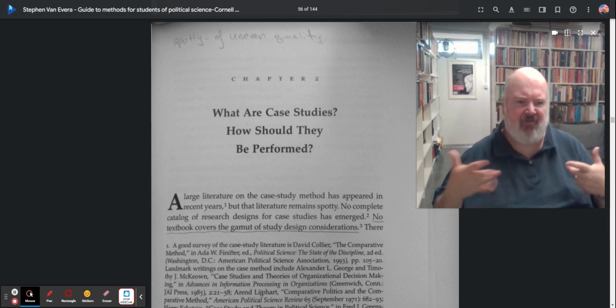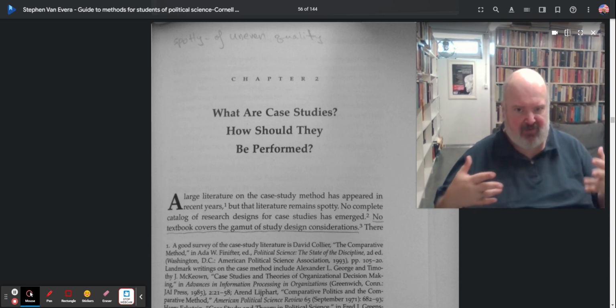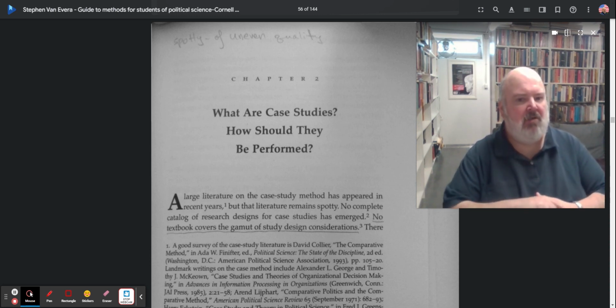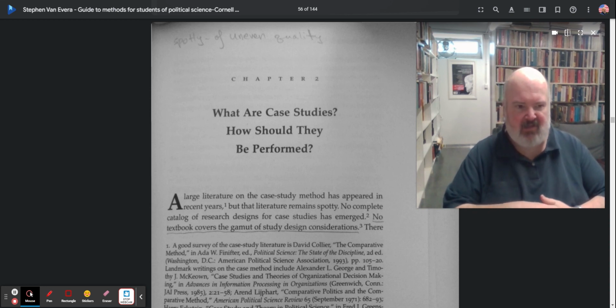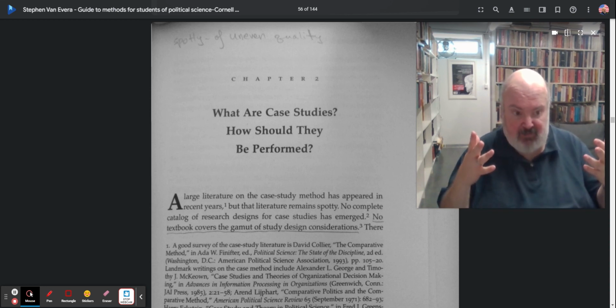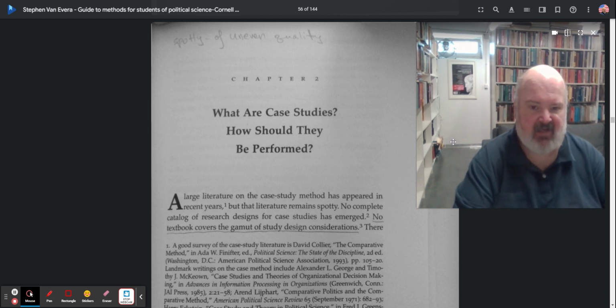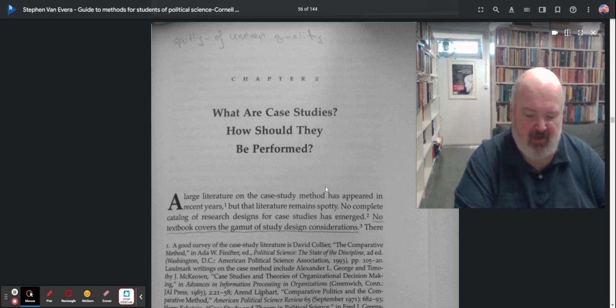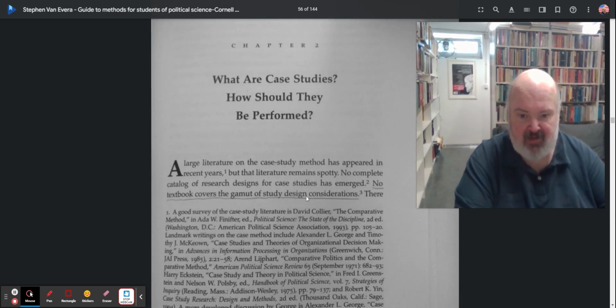We're looking at Van Evera's book, A Guide to Methods for Students of Political Science. Today, we're starting chapter two, and today's theme is case methods, case study methods. What are they, and how should they be performed? We should be looking at basically pages 49 through 55, so it's not going to be that big today.